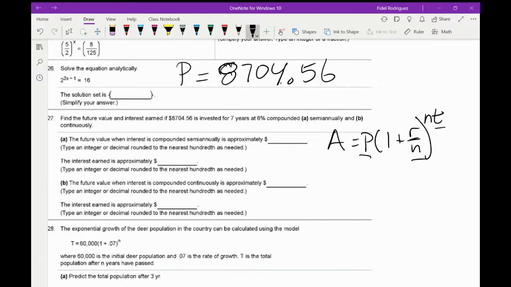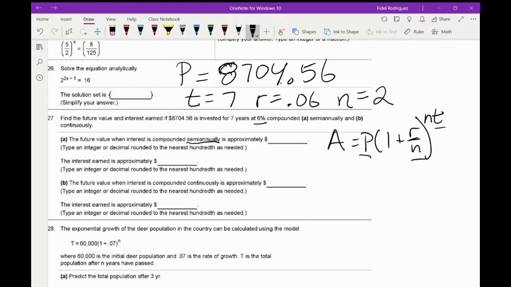8704.56, okay? The T, in this case, is the 7 years. My interest rate, my R, is 6% as a decimal, which is 0.06. And then the N is the number of times it gets compounded. So if it gets compounded semi-annually, that means it gets compounded twice a year, okay?